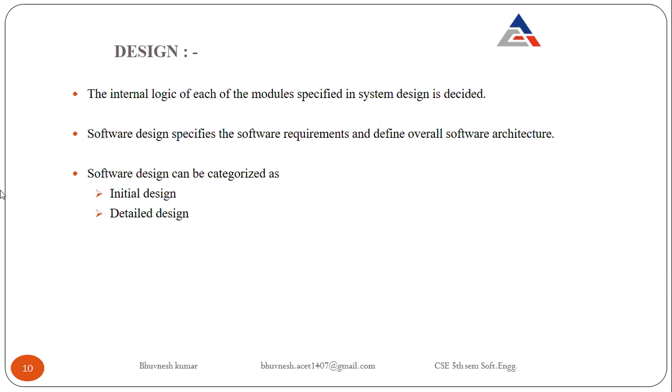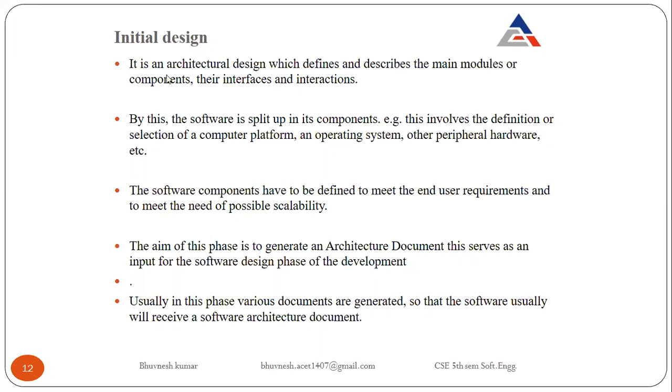Then further, software design is categorized into two parts. First is your initial design. Second is your detailed design. What do initial and detailed mean? Initial design is an architecture design which defines and describes only the main modules, or main components, or your main interfaces.